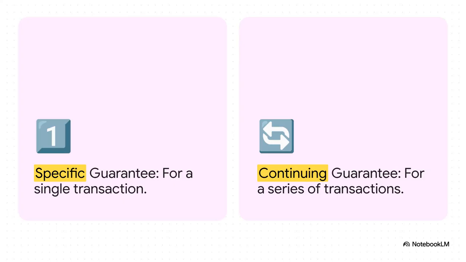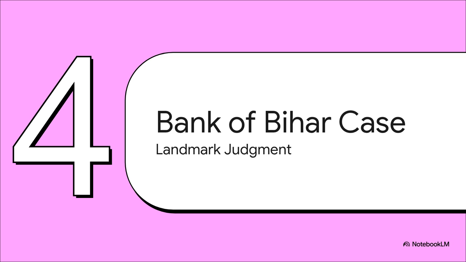Draw a very clear definitional line. A specific guarantee is for a single isolated transaction. A continuing guarantee extends to a series of transactions over time. Show the evaluator you truly understand the temporal scope of the risk. Does the risk extinguish after one loan is repaid, or does it run continuously over a series of dealings? Be precise. That brings us to Section 4, the Bank of Bihar case law, a landmark judgment on coextensive liability.